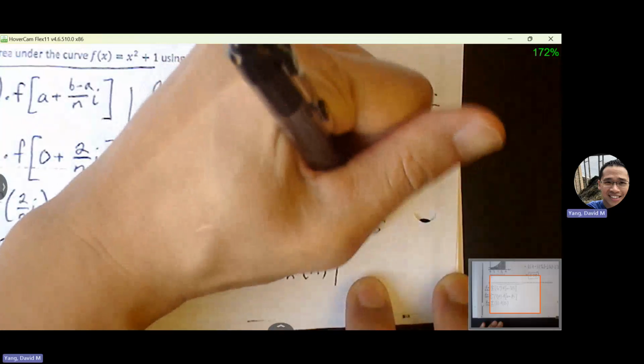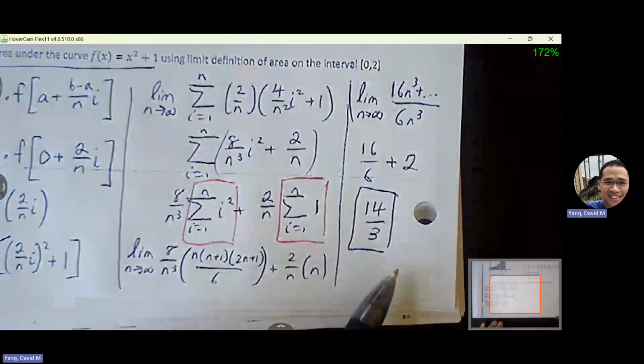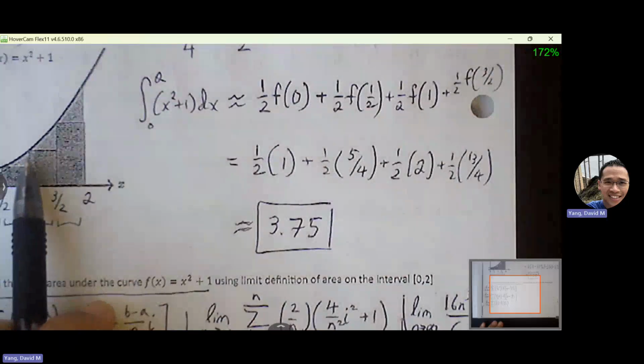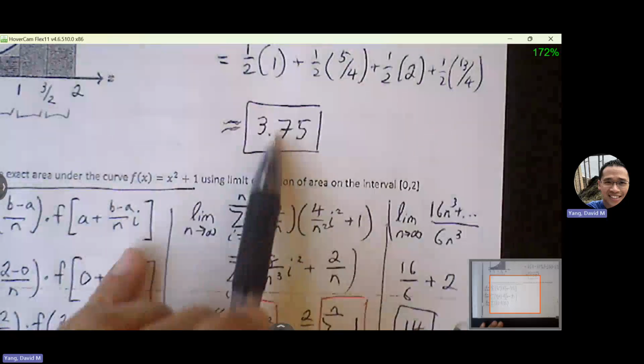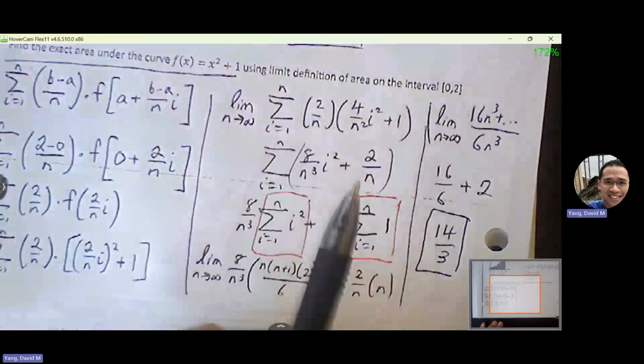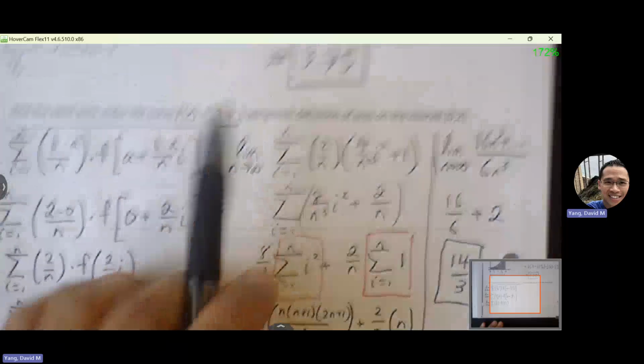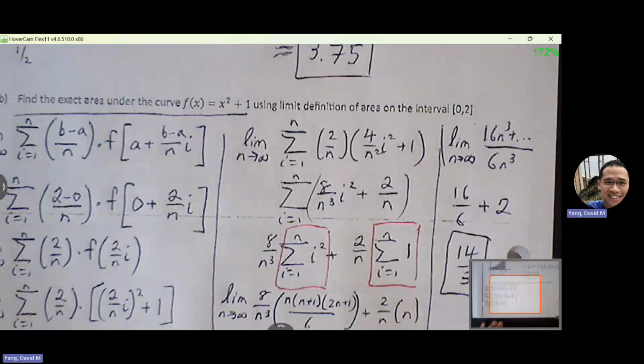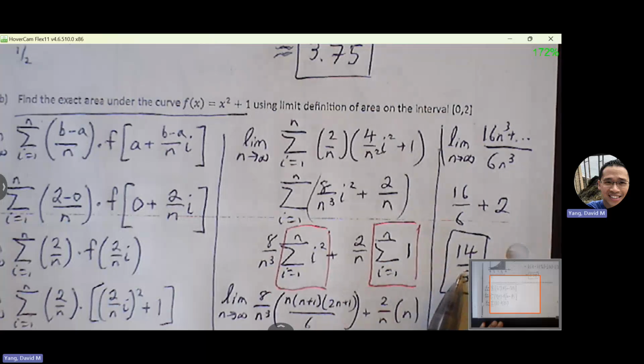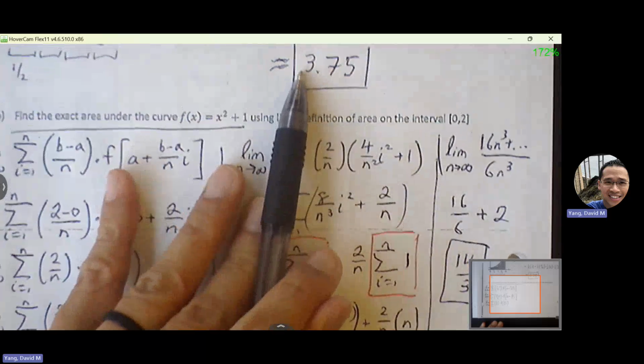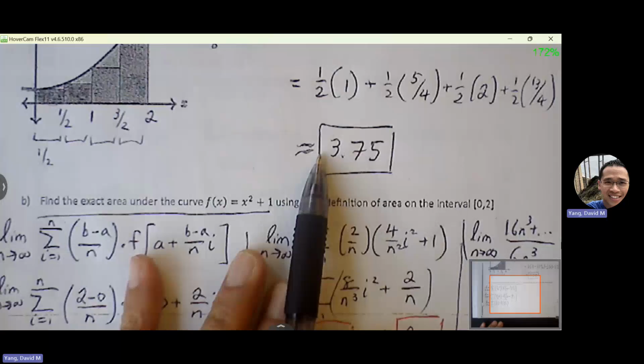And 14/3 is going to be the actual area of this shaded region. So it should be pretty close to 3.75, but obviously this should be a higher value since that was an underapproximation. If you did 14 over 3, that's 4.6. So 4.6 is the actual area. Our approximation using 4 rectangles only gave us 3.75.